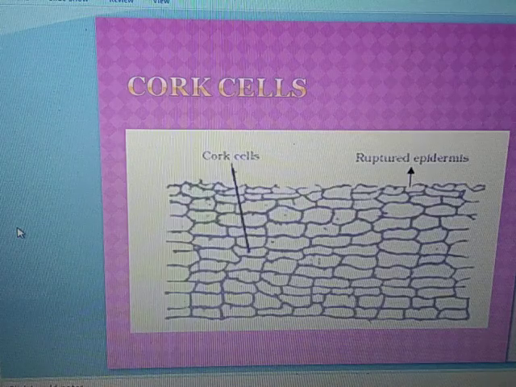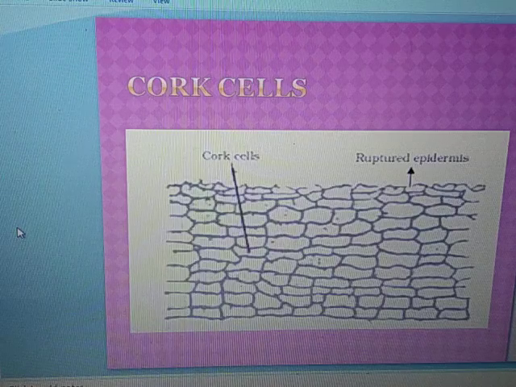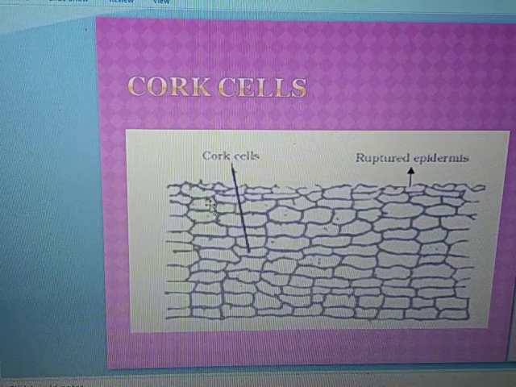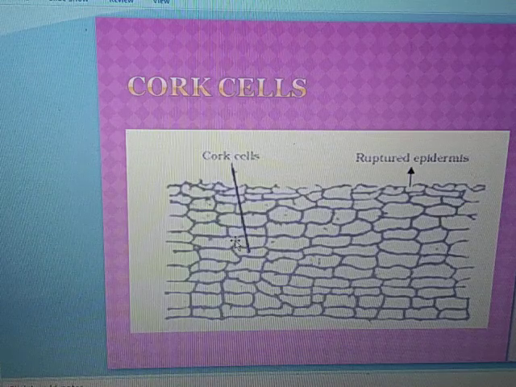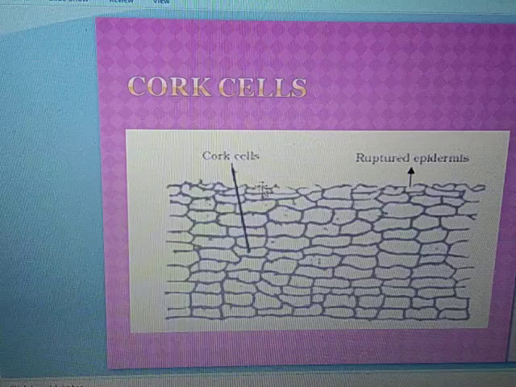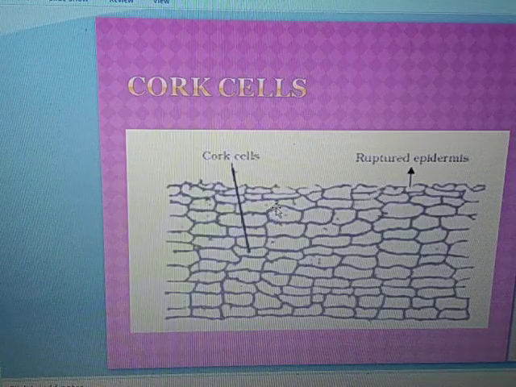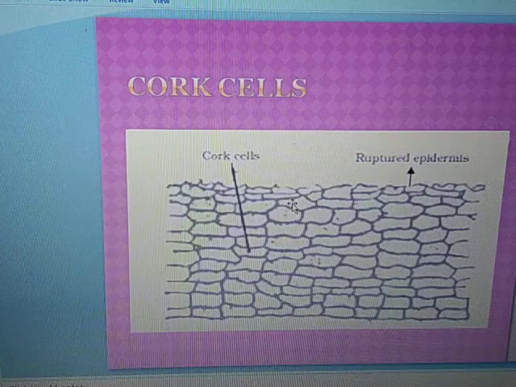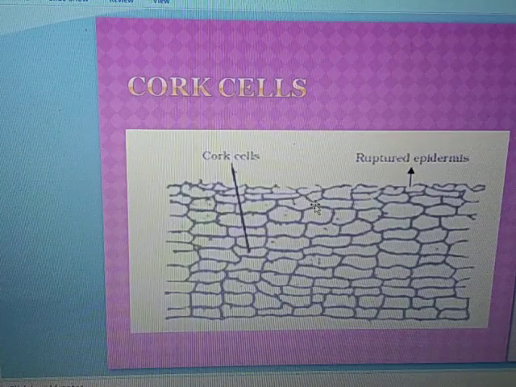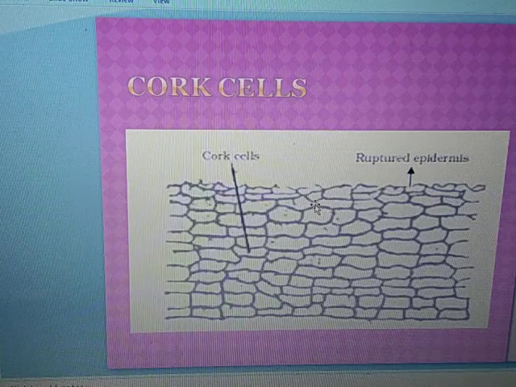Now, cork cells are dead and compactly arranged. There is no intercellular space in between. They are compactly, that means tightly, arranged. Suberin is present in the wall of the cork cell. The walls are thickened, and the chemical substance called suberin is present, and it does not allow the entry of water or air through the cork cells.